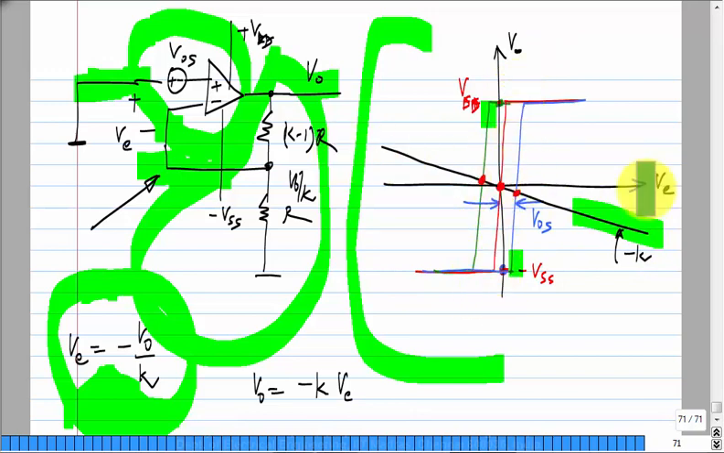Okay? So that's why you have negative feedback. With negative feedback, all these points of intersection will be close to where you want them to be. Where do you want it to be? You want it to be exactly in the middle of VDD and minus VSS. That way, if a signal has to change, it has maximum room to swing on both sides, right? That's why, if you have saturation levels, you want to be sitting in the middle so that you have enough wiggle room on both sides, okay?